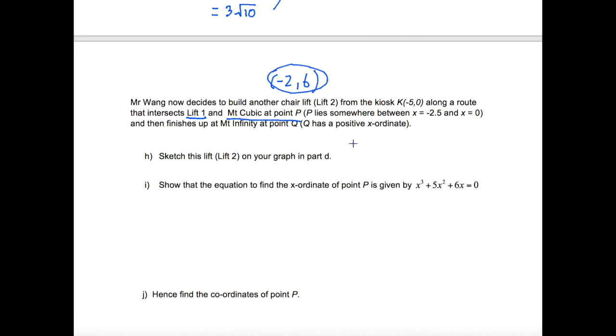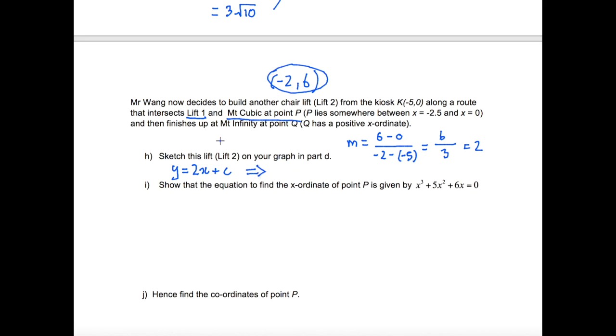If we know that, then the gradient is equal to y2 minus y1 over x2 minus x1. So let's do 6 minus 0 divided by negative 2 minus negative 5. We got 6 minus 0 is 6, divided by negative 2 plus 5 is 3, so our gradient is 2. So we know y equals 2x plus c.